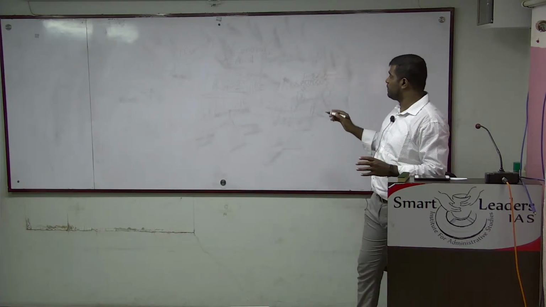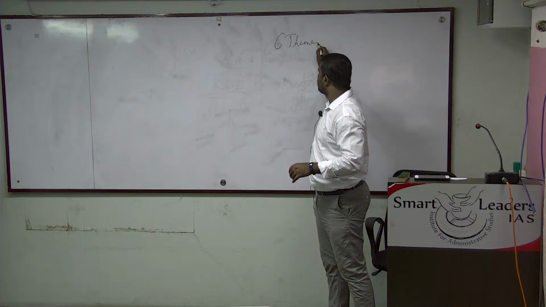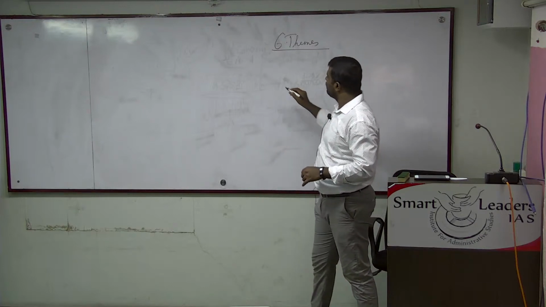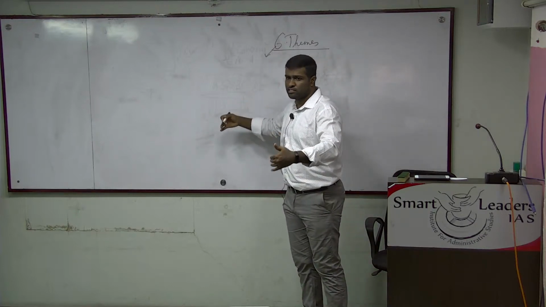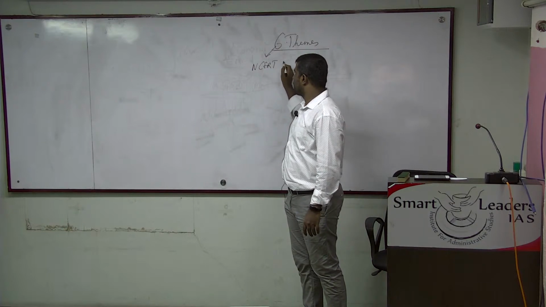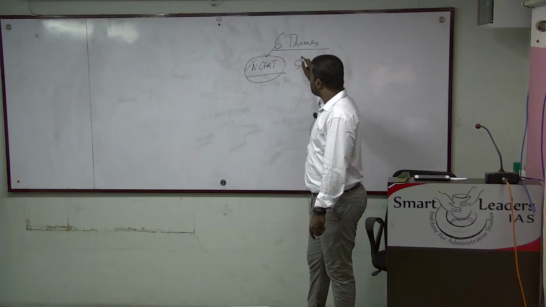So I will have divided the entire course of economics for you into 6 themes of economics. And what are the 6 themes? The first step towards this will be reading your NCERT. So NCERT is the first theme. The remaining 5 themes, what are they?